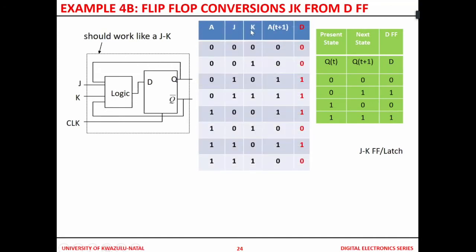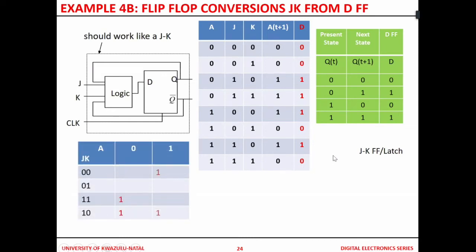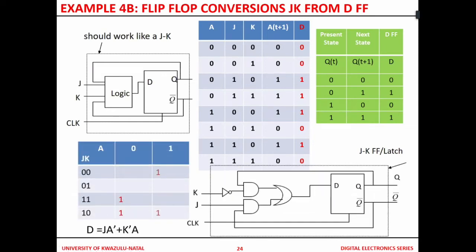Your inputs will be A, JK, next state. Where do you get this? From the behavior of a JK flip-flop. If it is 0, 0, it is in memory. 0, 1, it will be reset. 1, 0, set. 1, 1, it will toggle. 0, 0, in memory. And then you have a D. The D actually is just the same as the next state. From there, you get your K-maps for just one input D, and then that is your circuit.